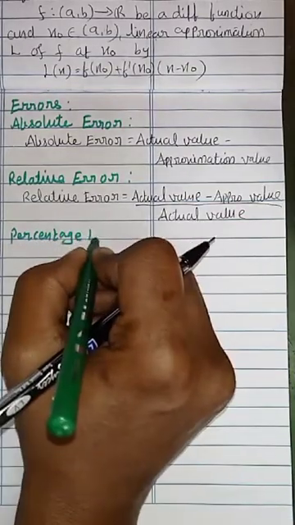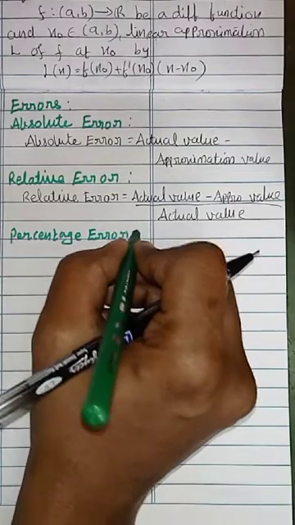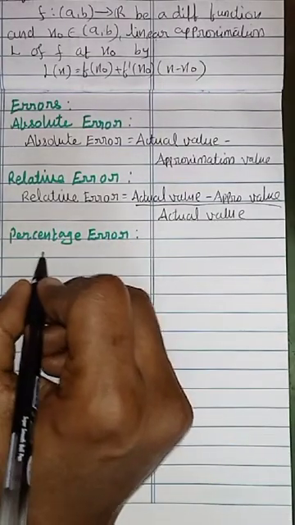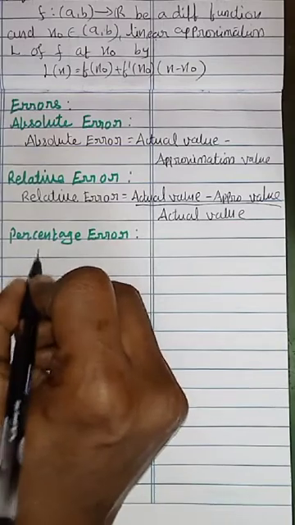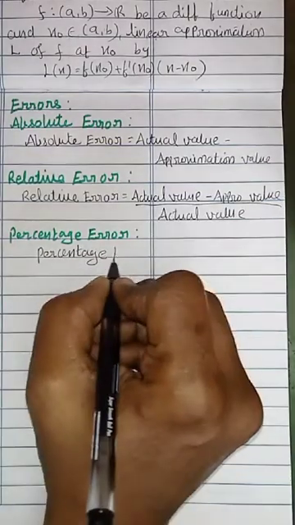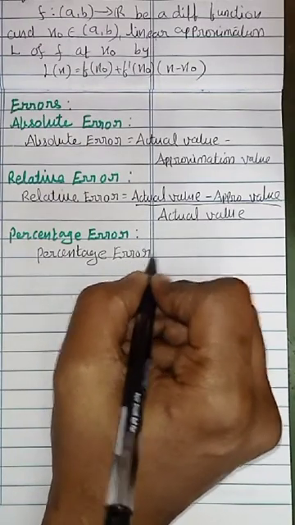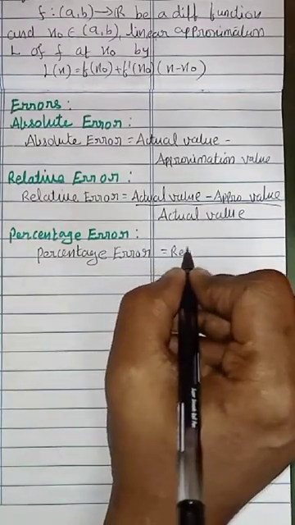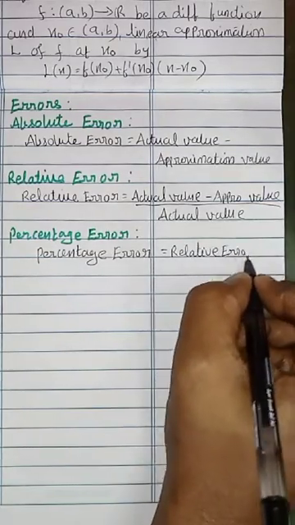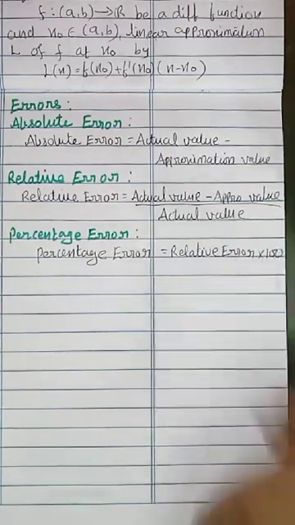Next, percentage error. If you want to calculate the error in percentage, we can use this one, and the formula is percentage error equal to this relative error into 100.